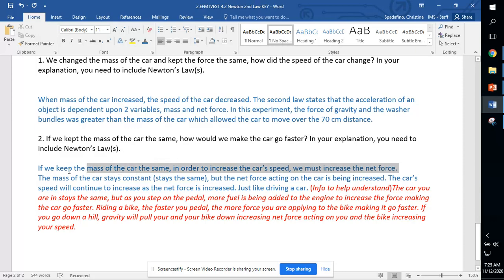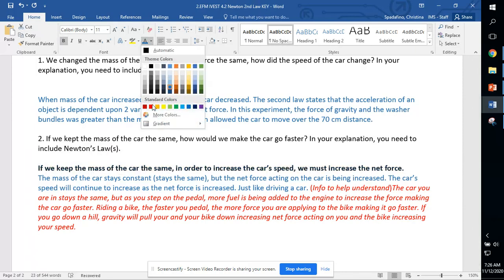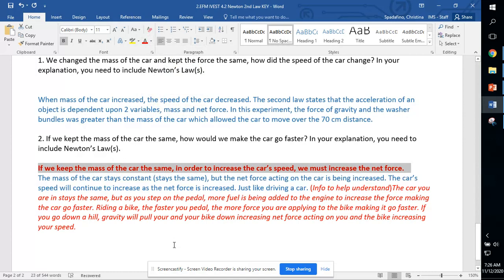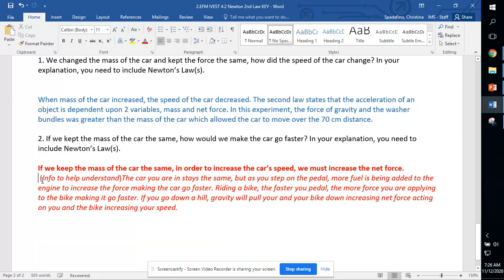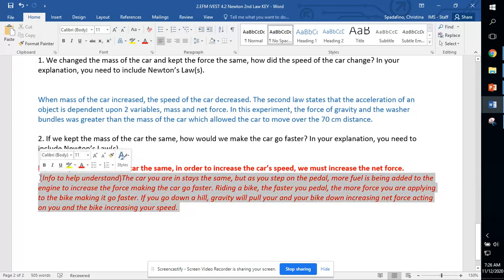This is what you need right there. If we keep the mass of the car the same, in order to increase the car speed, we must increase its net force. I'm going to get rid of this and go ahead and copy and paste this as well. This way you have that information for later.